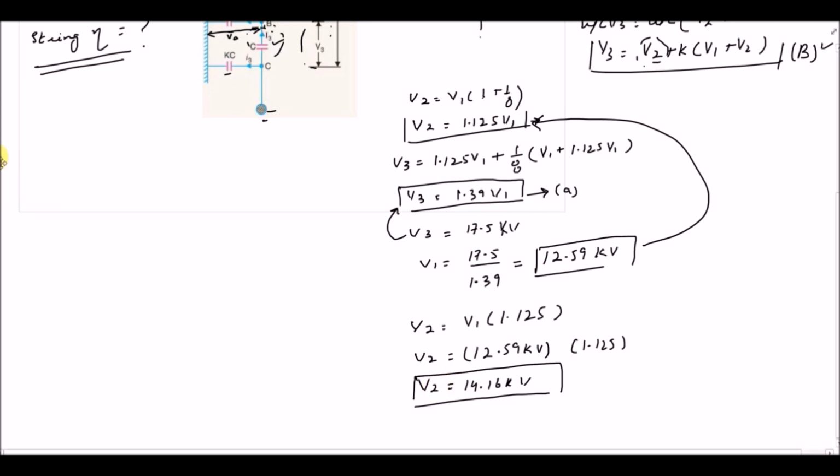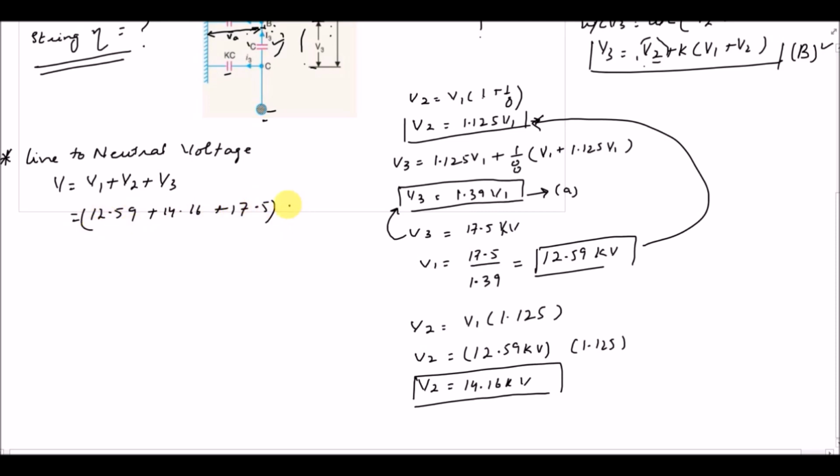So the first portion of the question was we have to find the line to neutral voltage, and line to neutral voltage was V is equal to V1 plus V2 plus V3, and by putting the values it is 12.59 plus 14.16 plus 17.5 kilovolt, and V line to neutral is 44.25 kilovolt. So this is the first part of your question.